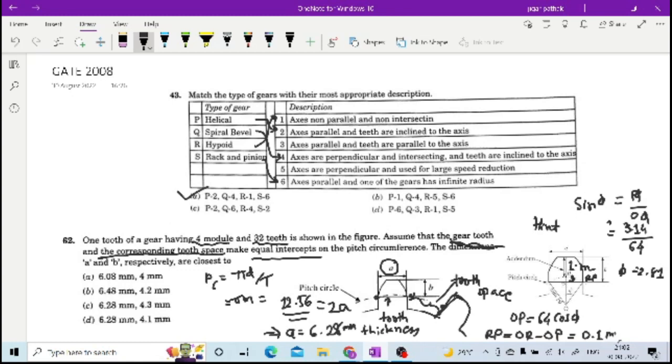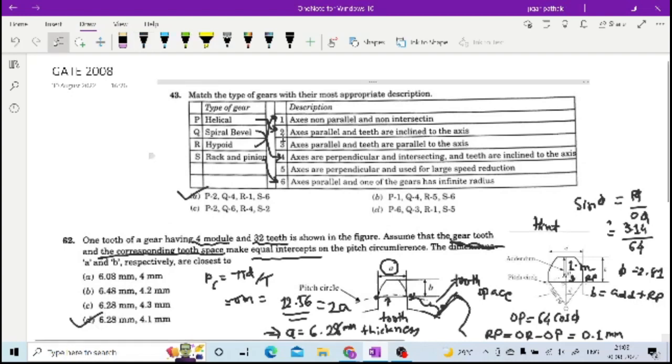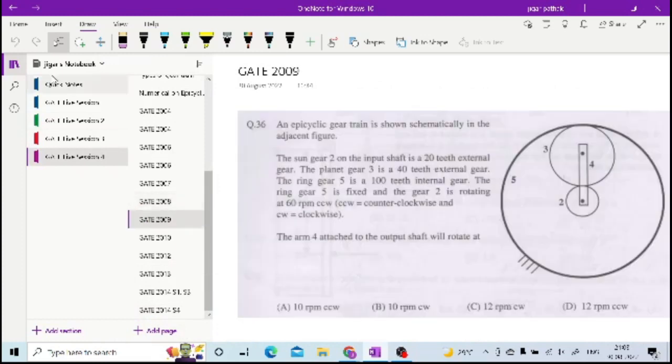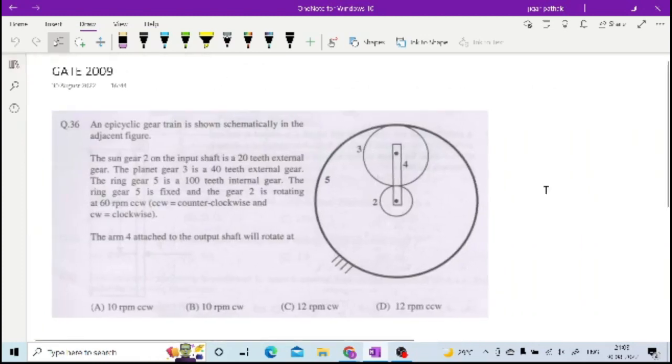So you will be able to calculate RP as 0.1 mm. Now RP is 0.1 mm and your addendum is 4 mm. So when you add this RP to the addendum, you will find your B, right? Your addendum plus RP. So this is how you get your answer. D is the correct answer. So now let us go for the next one. This one, I guess you can try, right?